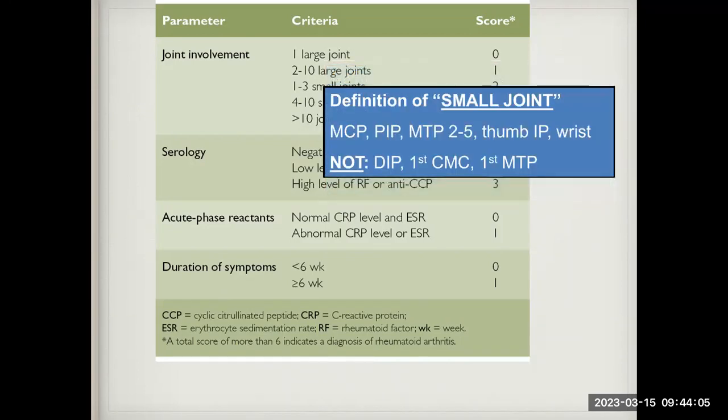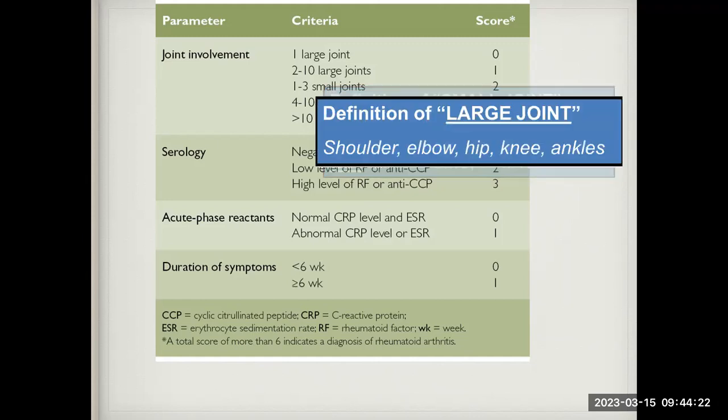Then, what do you mean by a small joint? MCP, PIP, MTP 2 to 5, thumb IP, wrist. Distal phalangeal joints are not considered small joints in rheumatoid arthritis because they can be affected in other diseases. Large joints: shoulder, elbow, hip, knee, ankles. Wrists are taken as small joints.